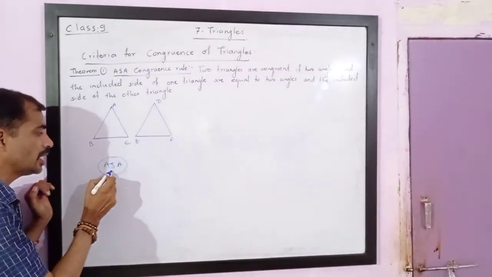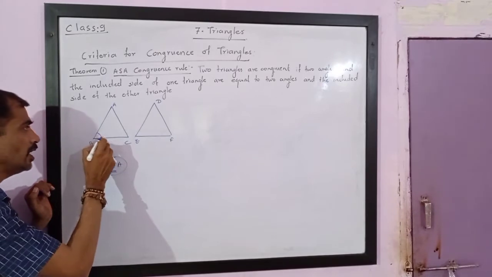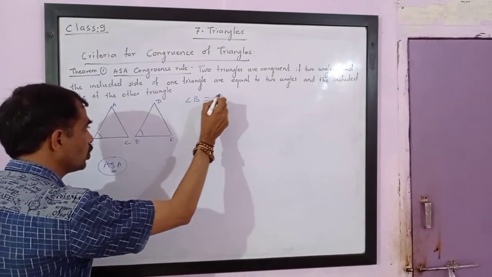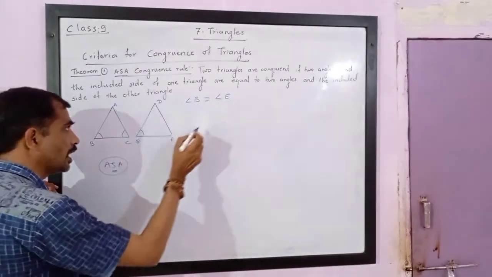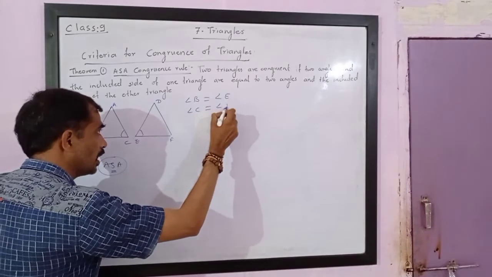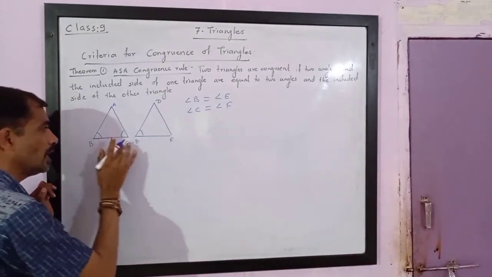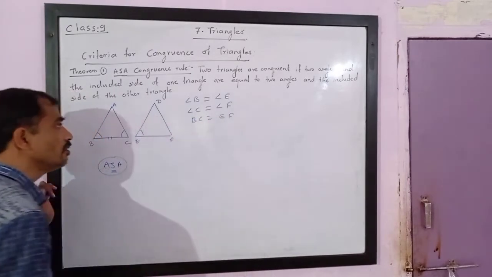Here please note, the side is included. Two angles of one triangle are congruent. We are given that angle B is equal to angle E, and angle C is equal to angle F, and the included side, included by the two known angles, so here BC is equal to EF. This is given to us.